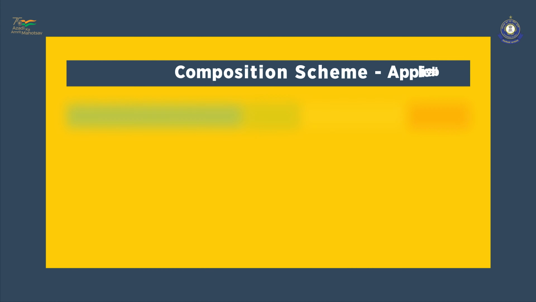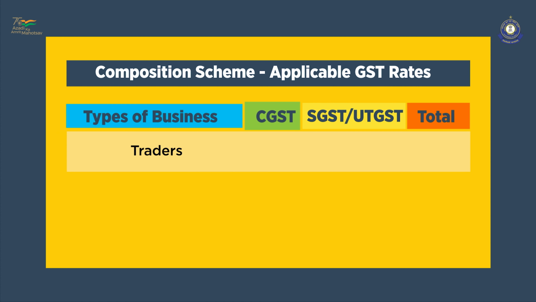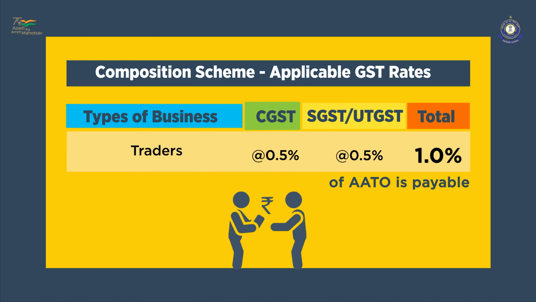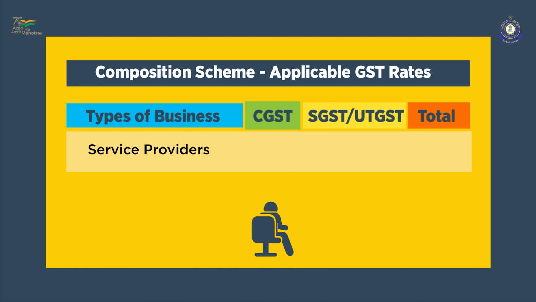For an eligible supplier, that is, traders, tax at rate 1%, 0.5% CGST and 0.5% SGST or UTGST of annual aggregate turnover is payable. This scheme is also available for an eligible service provider where tax at rate 6%, 3% CGST and 3% SGST or UTGST of annual aggregate turnover is payable.